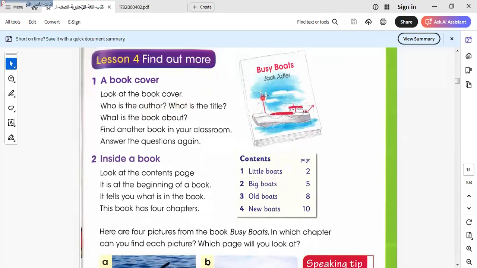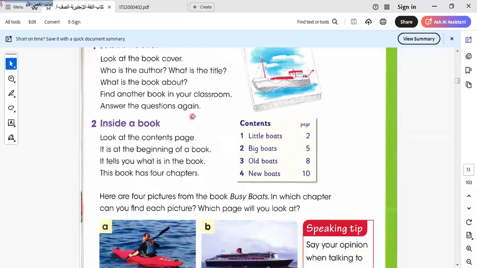Who is the author? The author is the one who writes the book. What's the name of the author? Jake Adler. Jake Adler is the author. What is the title? The title of the book, or the topic of the book, it will be here: Busy Boats. What is the book about? Without thinking, Busy Boats. So we talk about what? About boats.